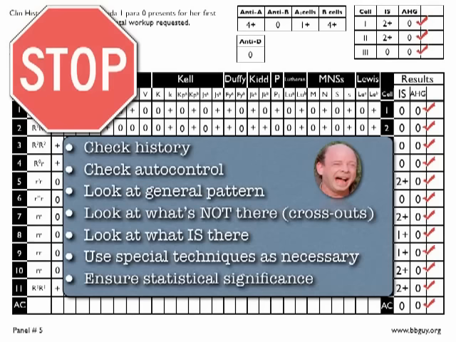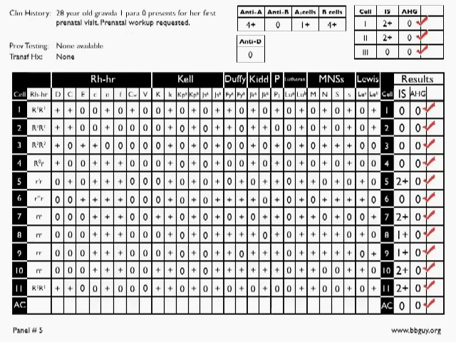All right. So here we have another prenatal patient. This patient is Gravida 1, para 0, so she's just now pregnant. It's her first prenatal workup, first prenatal visit. She has no previous testing available, no transfusion history. She has, however, an issue when we start looking at her ABO grouping.